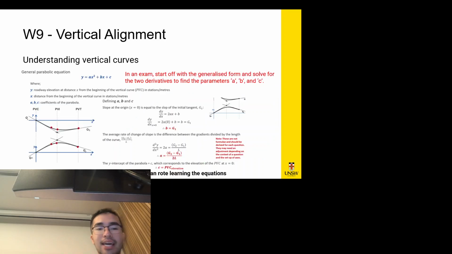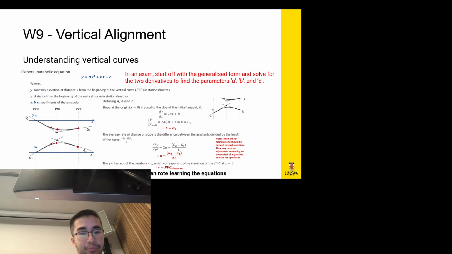What we need to understand, when we understand vertical curves, is that we need to have an arbitrary parabola: y equals ax squared plus bx plus c. Okay? And what we need to do is determine the parameters. Depending on the situation that you're given, you need to use your derivatives. So you derive them, and then from here, you plug in your initial conditions. So in an exam, you start off with this generalized form, and then you solve for the two derivatives to find A, B, and C.